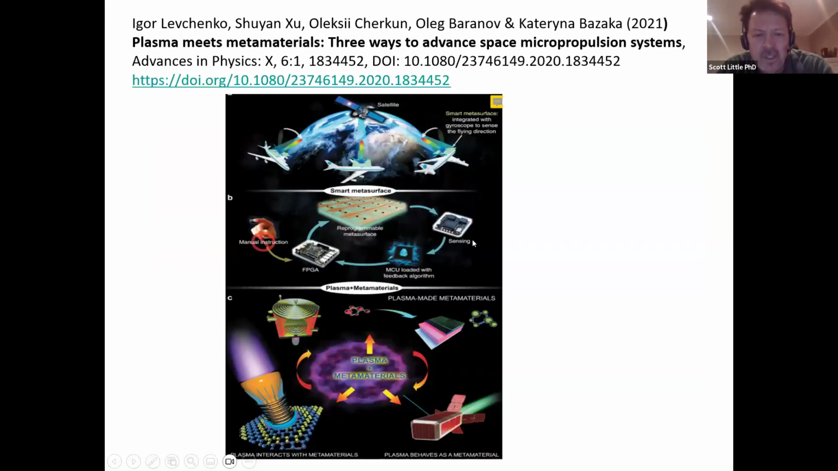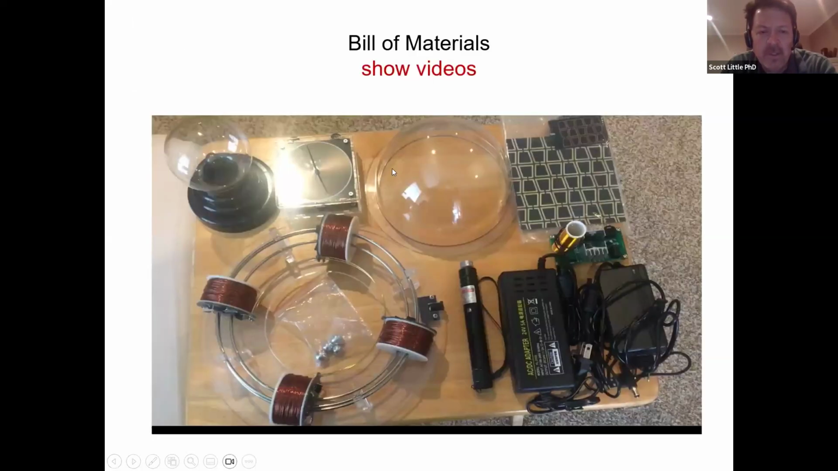And then this is just another paper where they're showing how people are using metamaterials to create plasma, and that the plasma is being used to actually power small satellites and things like that, like satellite propulsion. They're also using the metamaterials to create plasma, but they're also using plasma to create metamaterials.